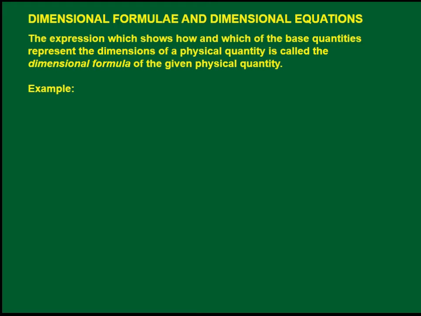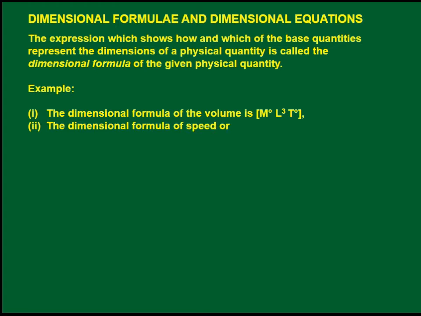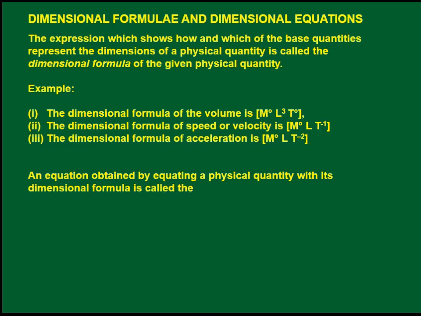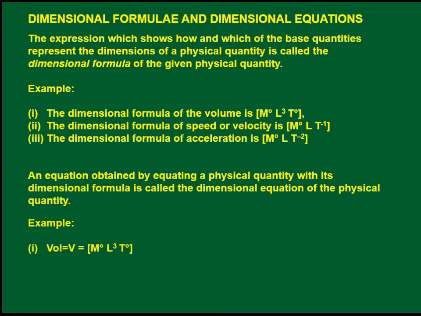An equation obtained by equating a physical quantity with its dimensional formula is called the dimensional equation of the physical quantity. Some examples, let me say. Nevertheless, the same example, volume V is equal to M to the power 0 L cube T to the power 0. Velocity V is equal to M to the power 0 L T to the power minus 1. And acceleration A is equal to M to the power 0 L T to the power minus 2. In this context, I want to also mention one important thing, that the prefix does not have any meaning.